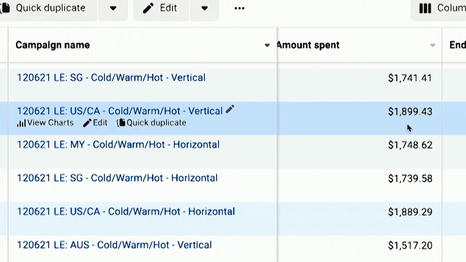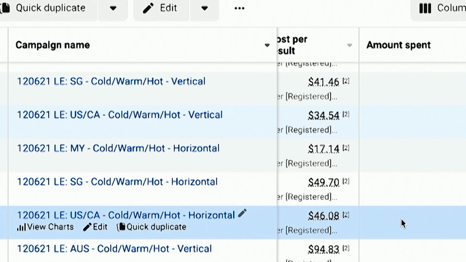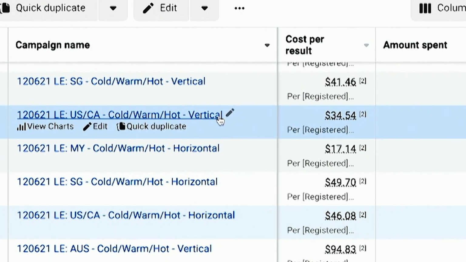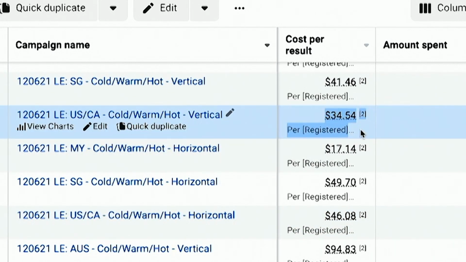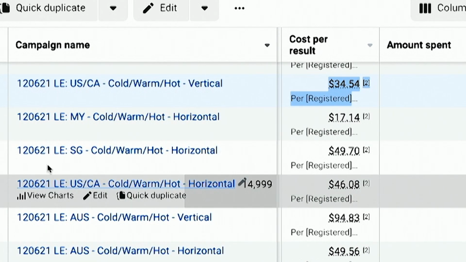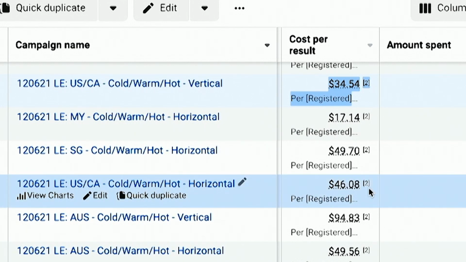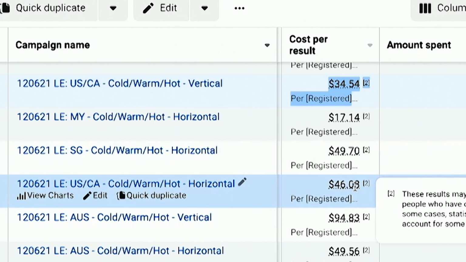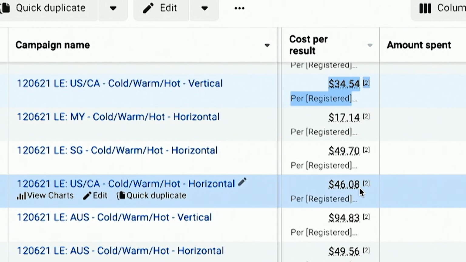Now, if you take a look at these two campaigns, we have spent about $1,899. And if you take a look at this cost per result, you'll see that vertical format was $34 to acquire a result, whereas this next one, which is horizontal, is $46, right? So $34 versus $46. Now that is a 20% difference, even though it's for the same exact ad.